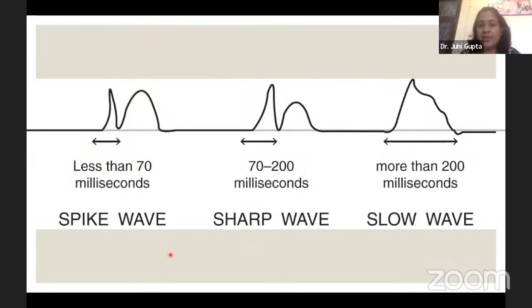So coming to the terminology, if you're calling it spike and wave, then the duration of the spike should be less than 70 milliseconds. If it is more than 70 milliseconds, but less than 200 milliseconds, this is sharp wave. And if it extends to more than 200 milliseconds, it is slow wave.